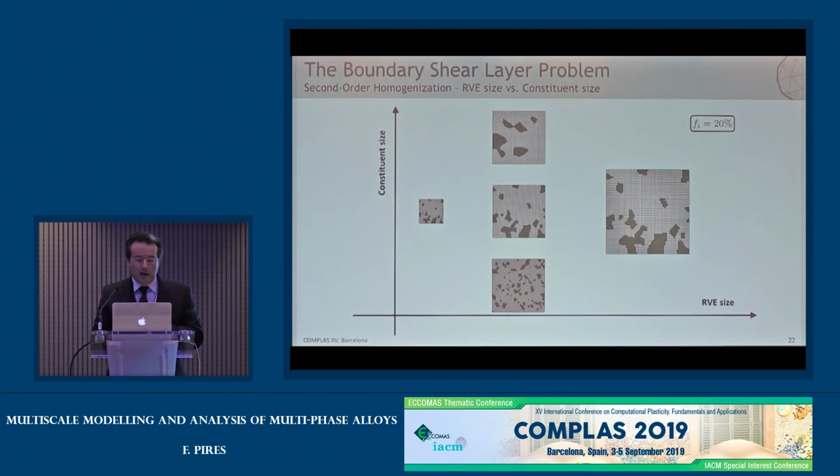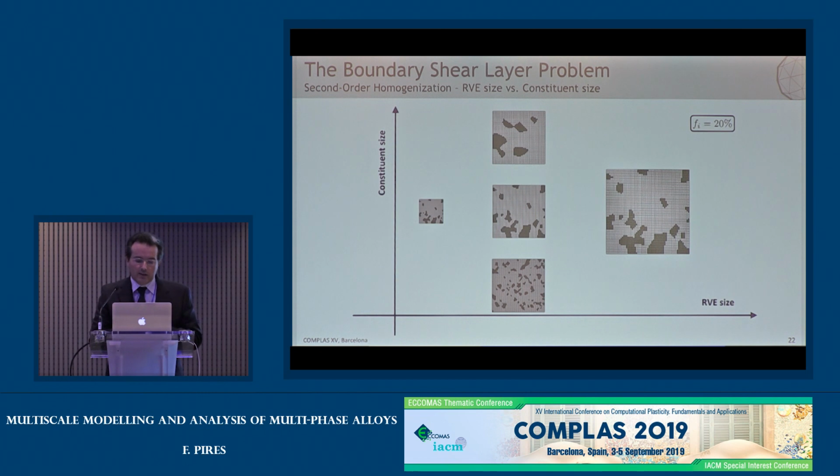Now, in order to clarify the difference between the 2 second-order formulations, I will use this scheme, which varies on the x-axis the RVE size and on the y-axis the size of the constituents. We'll analyze the 2 effects separately. Let's start with the effect of the RVE size.